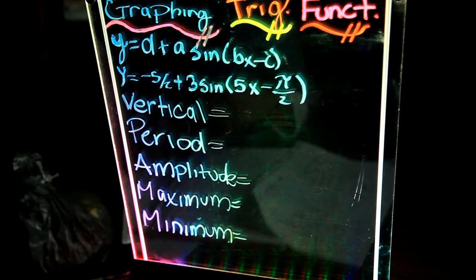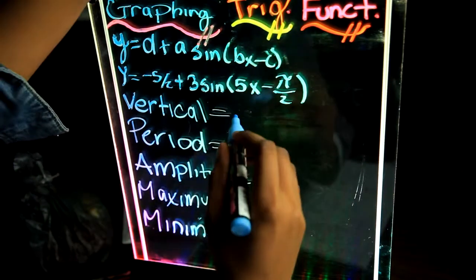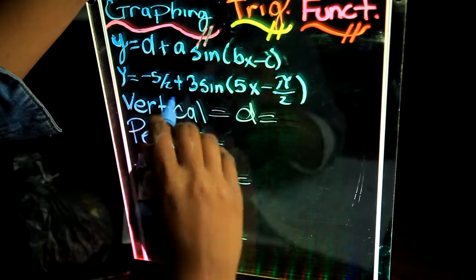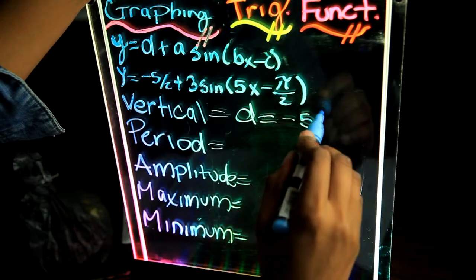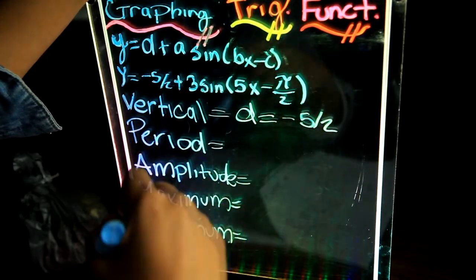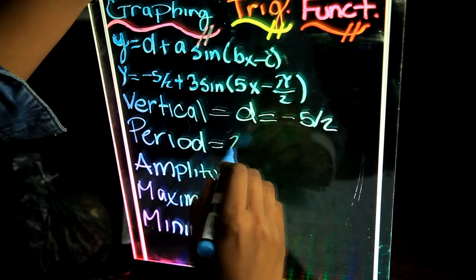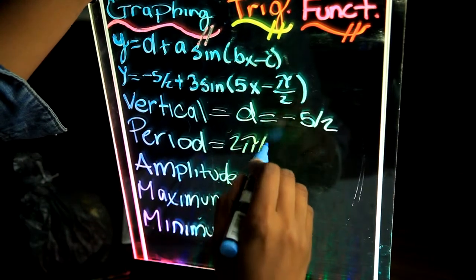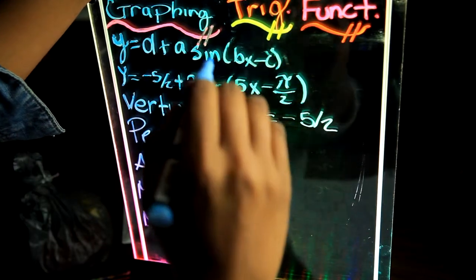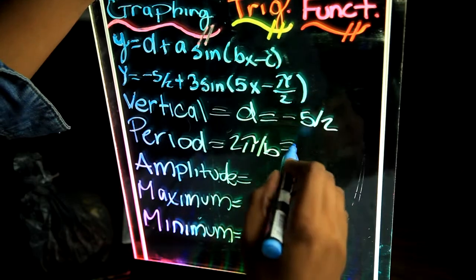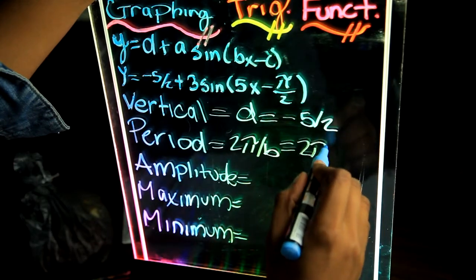So we're going to start with our vertical shift. And how we get that is by looking for d. And d is equal to, in our equation, negative 5 over 2. Pretty simple, right? So next we're going to go on to our period. Our period is equal to 2 pi over b. And 2 pi over b, there it is. Just 2 pi over 3.